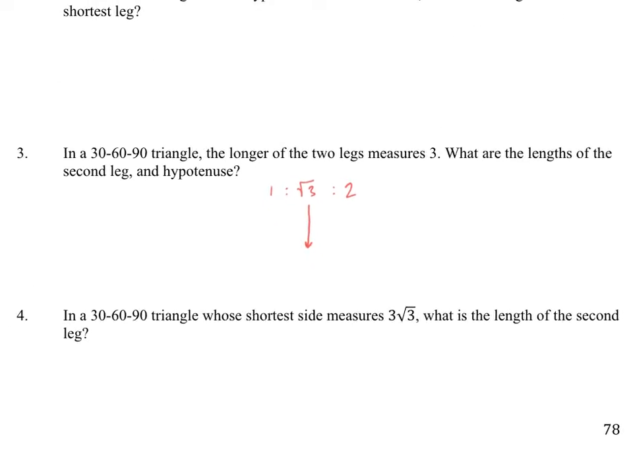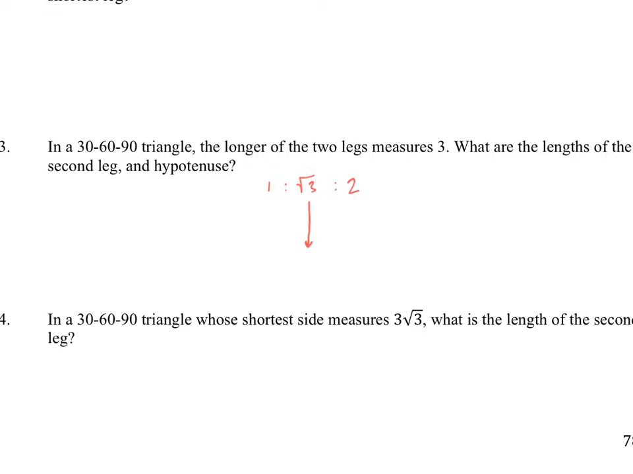So the longer of the two legs measures 3. What are the lengths of the second leg and hypotenuse? So somehow that just became a 3. So I've got to figure out how that happened. How does radical 3 become a 3?